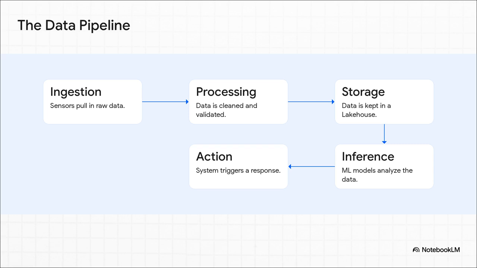First up is ingestion, where sensors or APIs are pulling in raw data. Second is pre-processing, so cleaning and validating all that data. Third is storage, often using a massive lakehouse to hold both raw and structured information. Fourth, we hit inference, which is where the machine learning models actually analyze the data to make a decision. And finally, action. This is where the system triggers a tangible, real-world response.